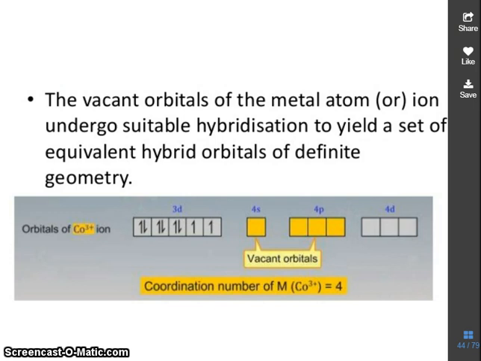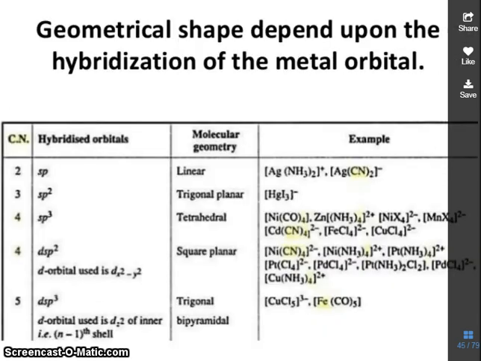Now, vacant orbitals of the metal atom or ion undergo suitable hybridization to yield a set of equivalent hybrid orbitals of definite geometry. Orbitals of cobalt 3+ ion you can see. Vacant orbitals s, p, d. So the coordination number of cobalt 3+ is 4. So the geometrical shape depends upon the hybridization of the metal orbitals.